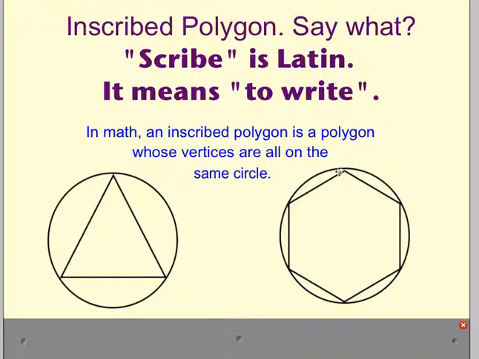Here we have a 1, 2, 3, 4, 5, 6-sided shape, so a hexagon, and the vertices all lie on the circle. Same with our equilateral triangle over here. Here's a vertex, a vertex, a vertex. They all lie on the circle. And the sides are going to be the same length, so that makes it a regular polygon.